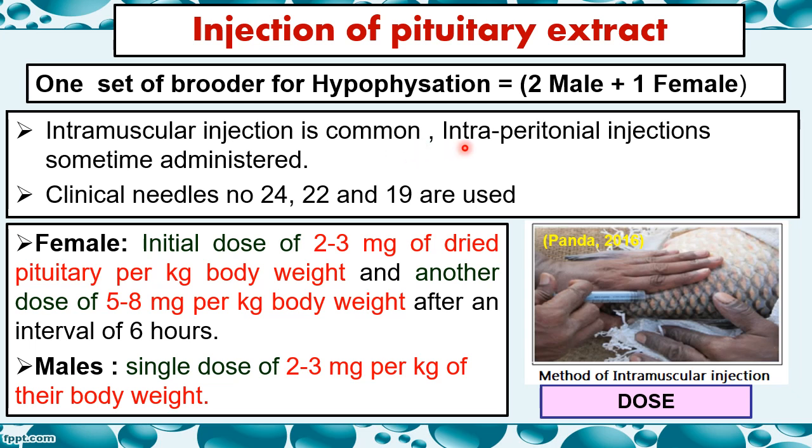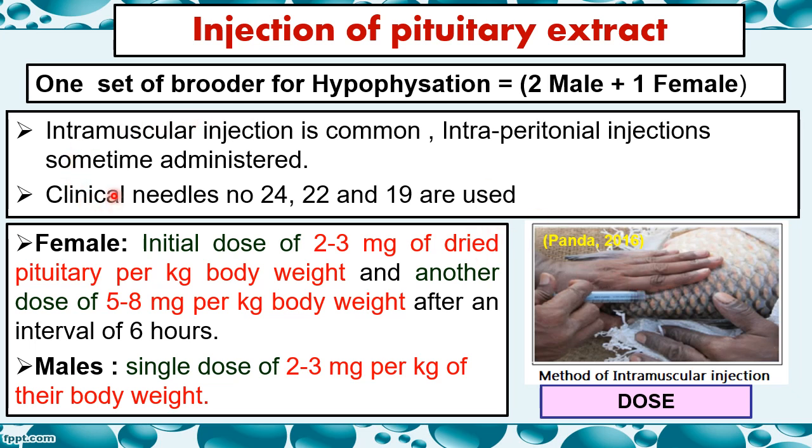However, intraperitoneal injections are also administered in some countries. In India, intramuscular injection is commonly given in the base of the dorsal fin or at the caudal peduncle below the lateral line. An injection is given at a 45-degree angle.